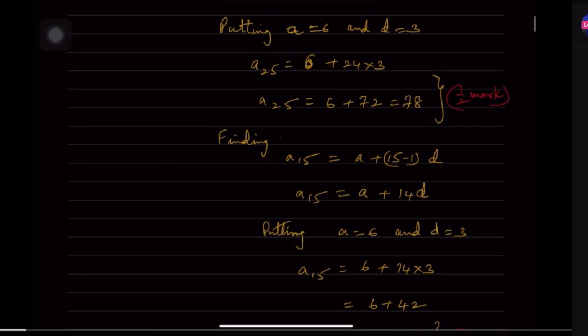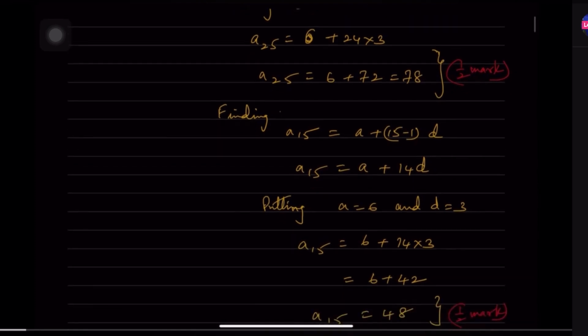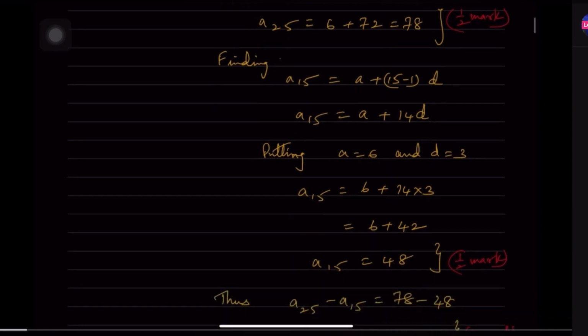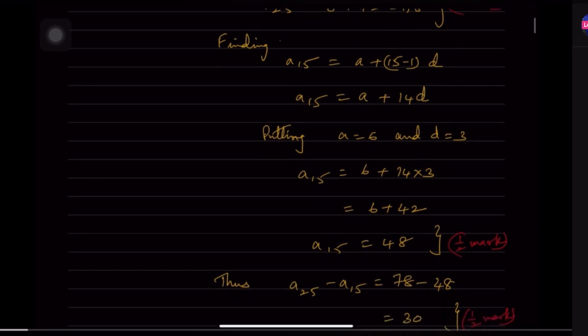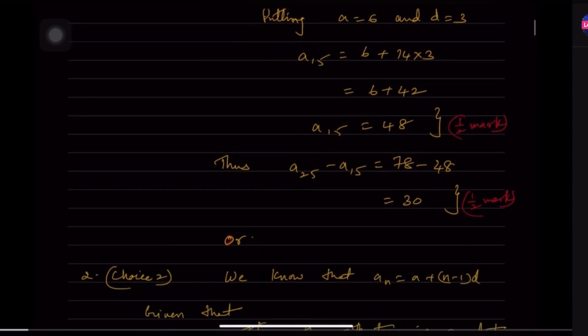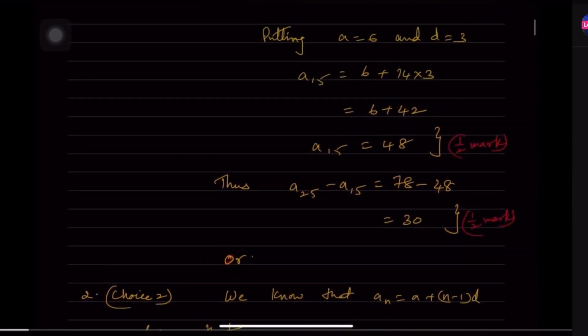Finding a15: a15 can be written as a plus 14d. Putting a is equal to 6 and d is equal to 3, a15 is equal to 6 plus 14 into 3, which is equal to 6 plus 42. So a15 is equal to 48. Thus a25 minus a15 is equal to 78 minus 48, which is equal to 30. This is the first answer because they asked me to find the difference between the 25th and the 15th term.